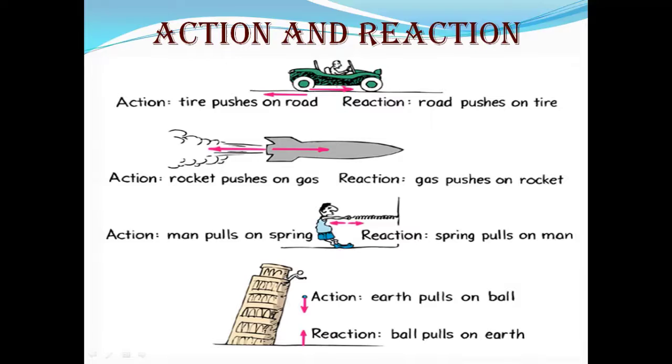Here are different examples where we can see the car. Suppose the car tire pushes on the road, the road pushes on the tire. You can see here in this picture the example of the rocket we have just seen. And also, if a man pulls on a spring, the reaction is that the spring pulls on the man. In another case, where the earth pulls the ball down, the ball pulls on the earth. So these are different examples of Newton's third law in relation to action and reaction forces.